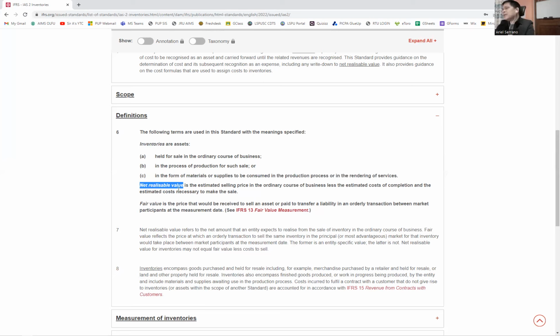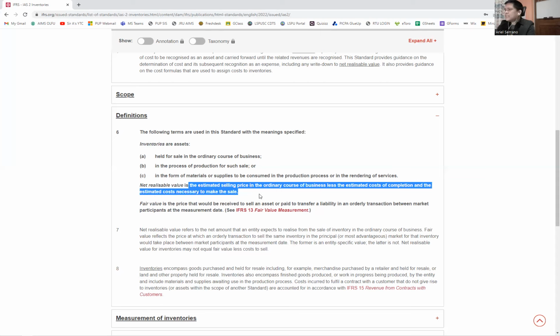Pag sinabi po nating NRV or net realizable value, this is the estimated selling price, okay? Estimated selling price in the ordinary course of business less the estimated cost of completion, okay? And the estimated cost necessary to make the sale, okay? That is the definition of NRV according to the standards.